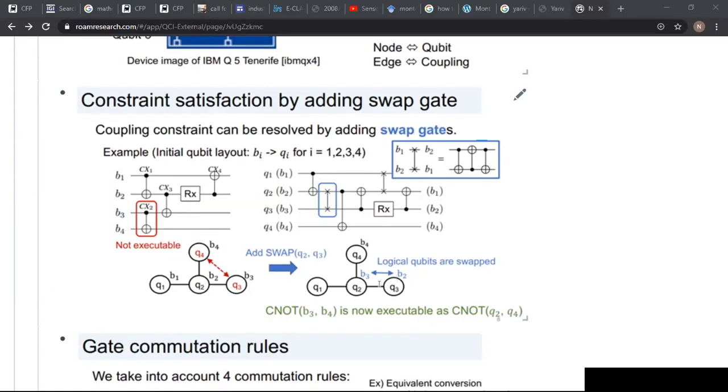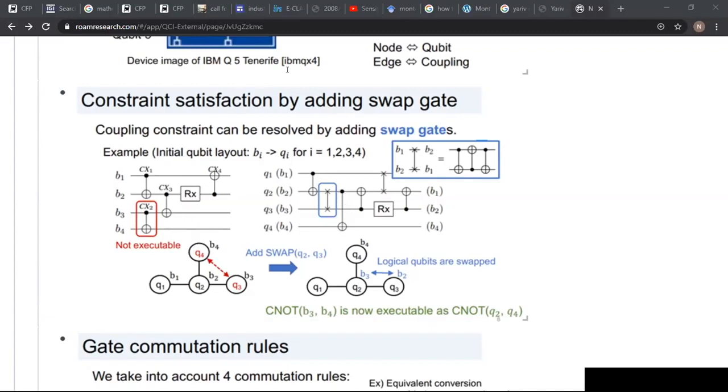So you swap down the state. So Q2 holds the state of B3 and Q3 holds the state of B2. And then you can see there is an operation like Q2 and Q4 are connected directly with each other. So you are performing the CNOT operation between the states of B3 and B4, and they're connected now with each other. So then you can perform the CNOT operation.